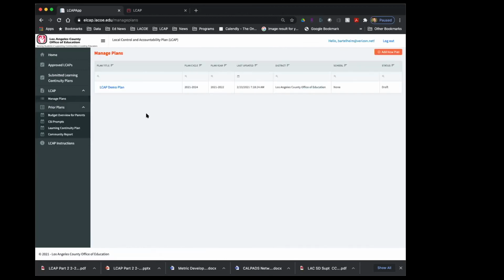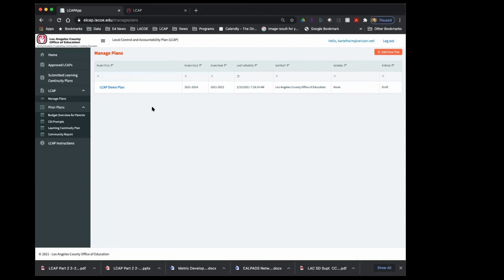Now, in my case, and in many of your cases, there's going to be a plan there. That's because if you had started a plan last year before the LCAP was canceled, we actually carried it over. Any of the work you did, there are changes to the formatting of the plan, some of the language, including some of the dates on the tables, but really nothing much changed. So we didn't want to have people start from scratch. So we carried over all your plan information.